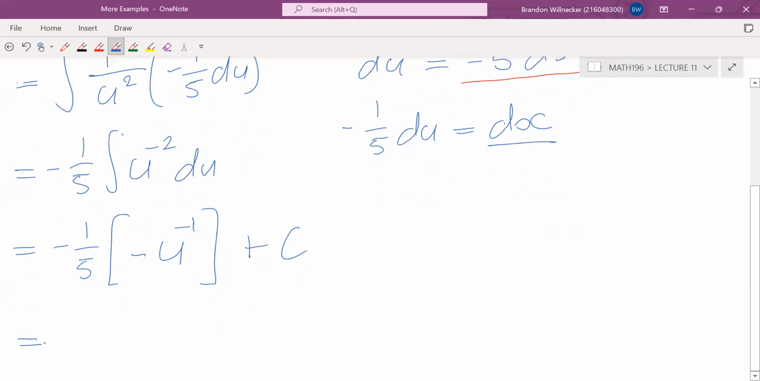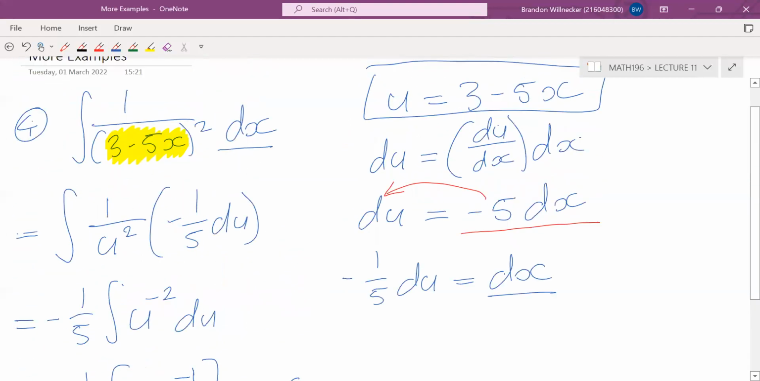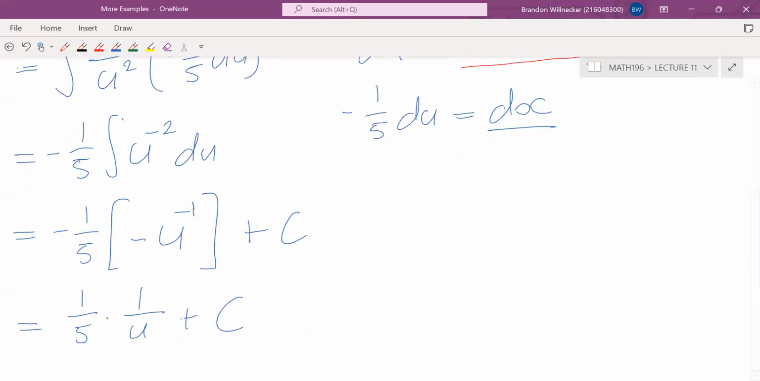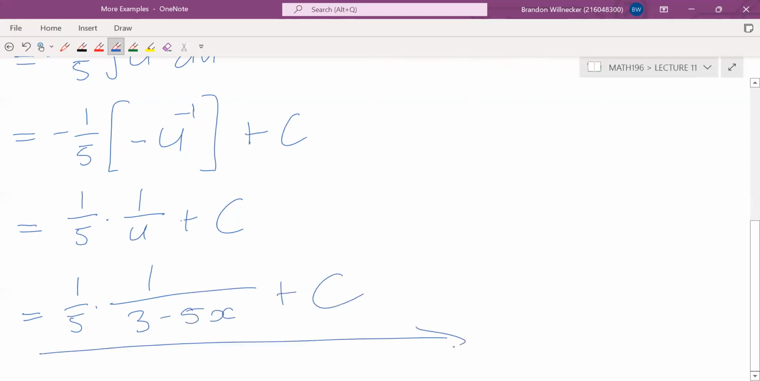So now the minus and the minus, they're going to cancel. So we're going to get 1/5 times 1 over u plus c. Good. But we don't want u, we want x. So wherever we have a u, we are going to replace it with 3 minus 5x. So let's do that. So this is now going to become 1/5 times 1 over 3 minus 5x plus c. And we can leave it like that.